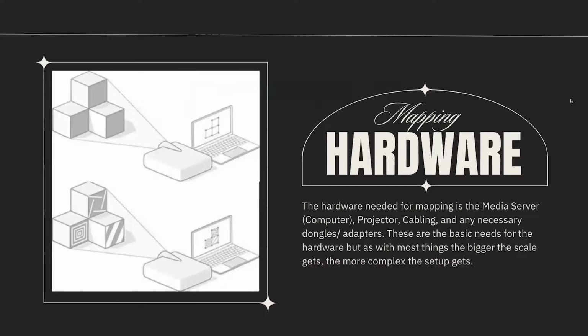So the hardware, like I said, really all you need is the server or computer, projector, the cabling, and any dongles or adapters in general that you're going to need. But as I said, the bigger the scale, the more complex the setup gets, because I mean, this laptop only has one HDMI port, right? If you have a PC tower, depending on your GPU, you probably have one or two DisplayPorts, maybe two HDMIs. So you have to take into account the amount it can handle, because you're outputting multiple different pieces of content streaming at the same time. So you're putting a strain on your graphics processing unit.